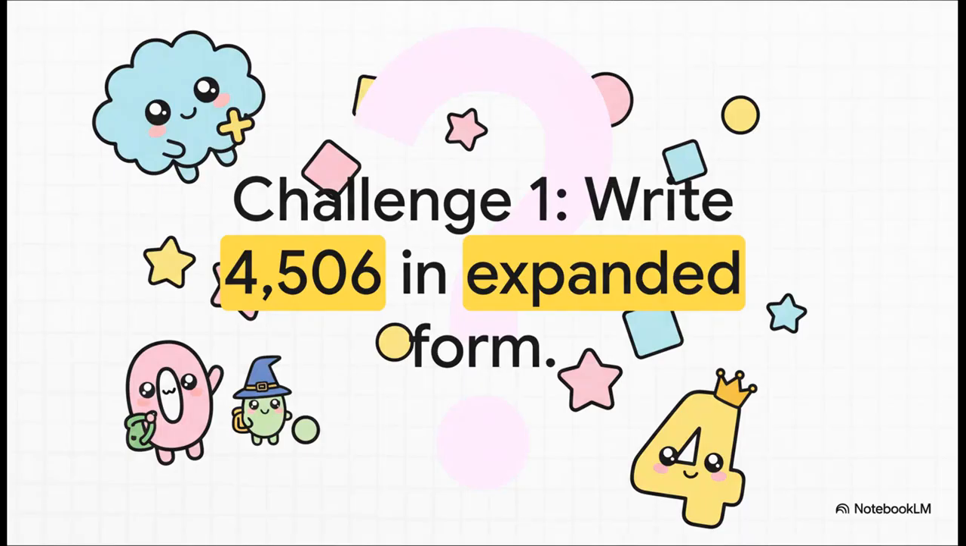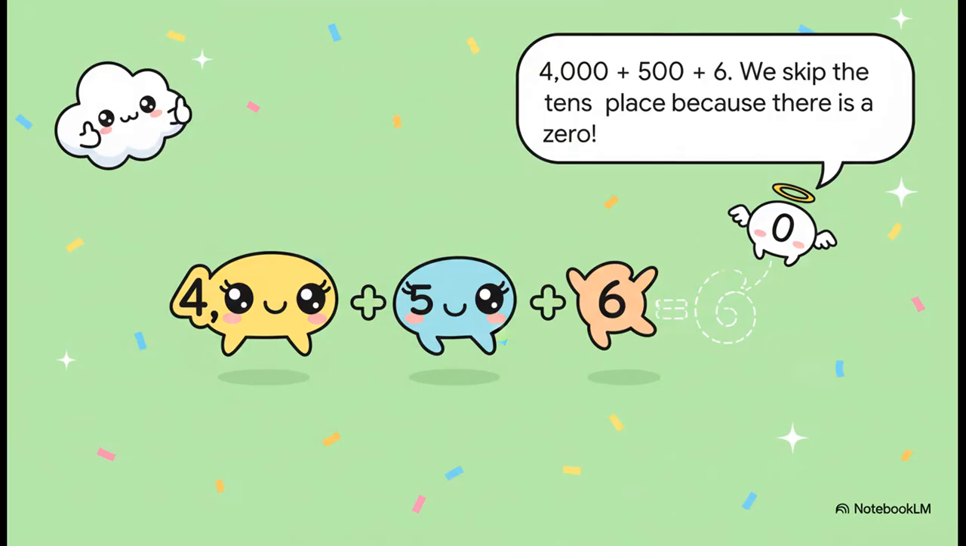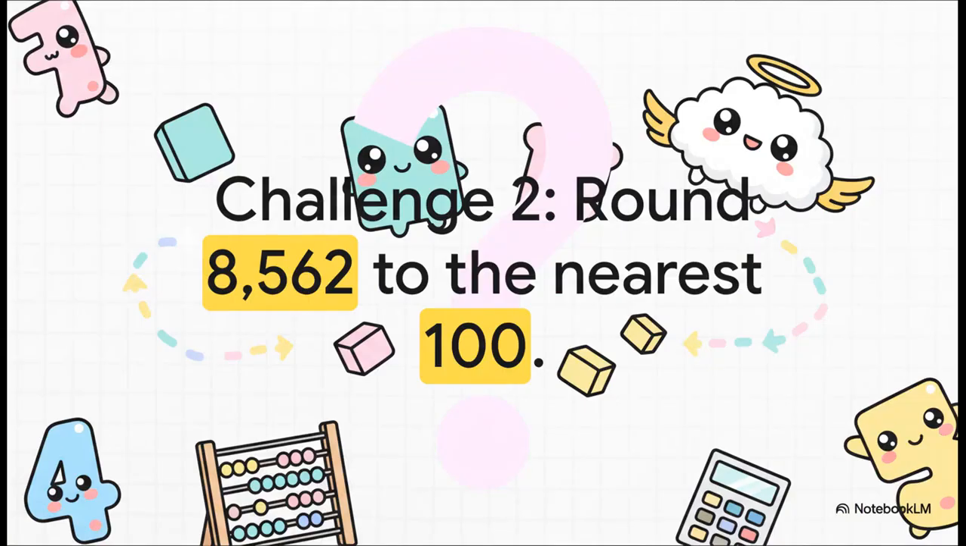First up, a partitioning challenge. How would you break down the number 4,506 into its parts? I'll give you a second to think. And the answer is 4,000 plus 500 plus 6. Did you notice we skipped the tens place? That's because the 0 means there's just no value there. Awesome job.